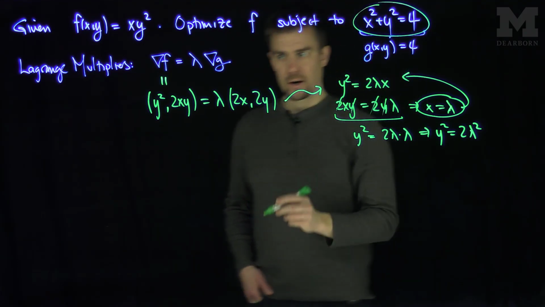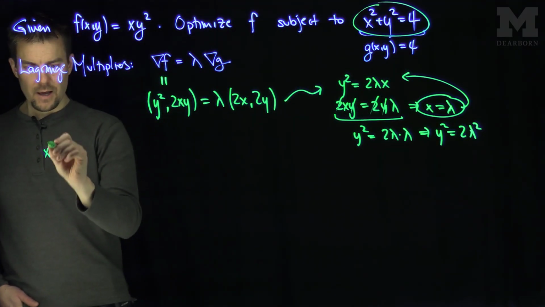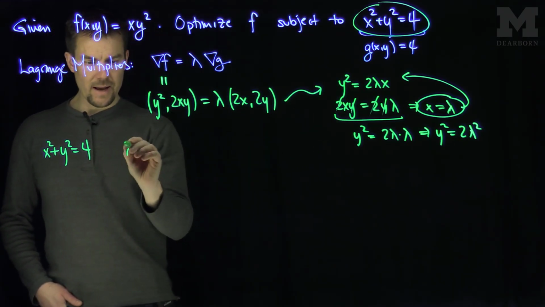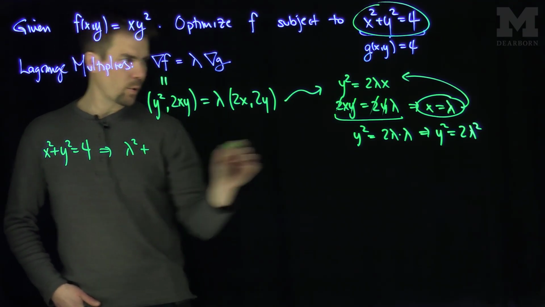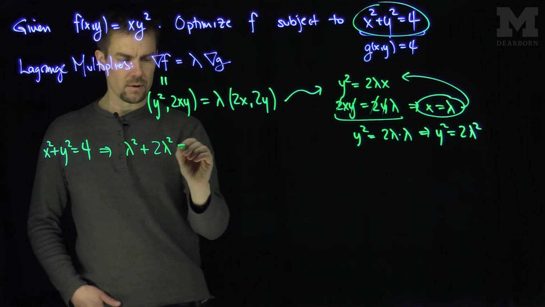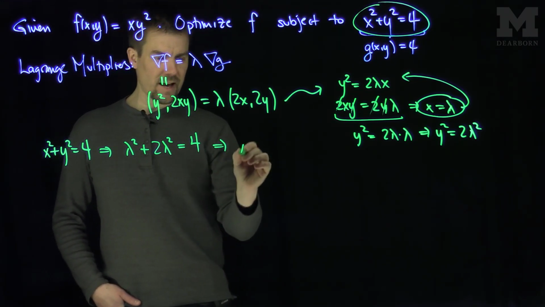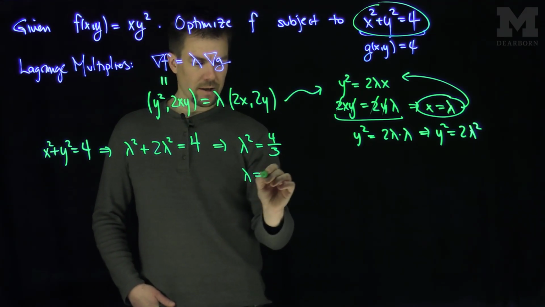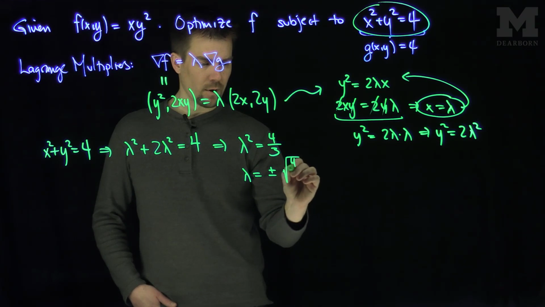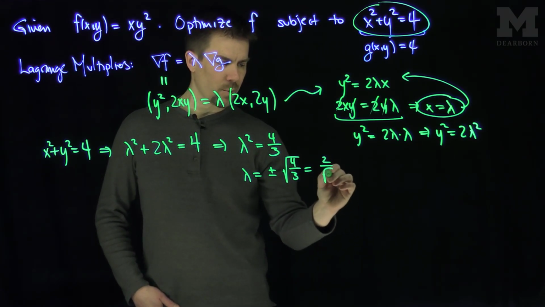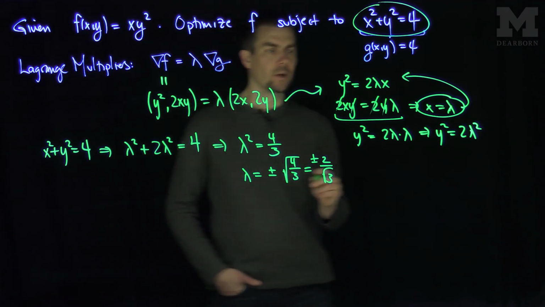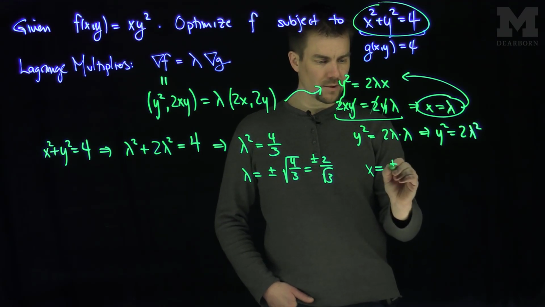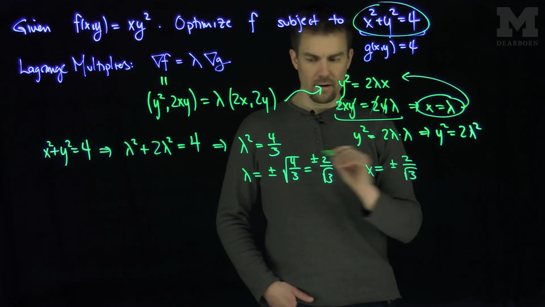Let's use this in our constraint. Our constraint tells us that x squared plus y squared is equal to 4. So x squared is lambda squared, and y squared is 2 lambda squared. That has to be equal to 4. So 3 lambda squared is 4, so lambda squared is 4 over 3. So lambda is going to be plus or minus the square root of 4 over 3, or 2 over square root 3, plus or minus. So the x value is going to be plus or minus 2 over the square root of 3.